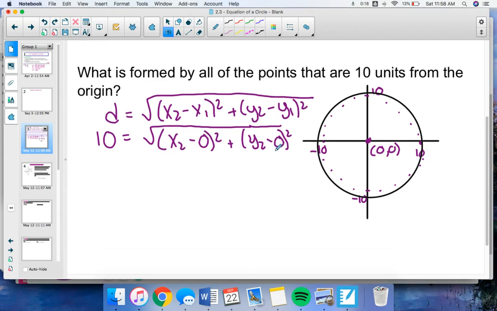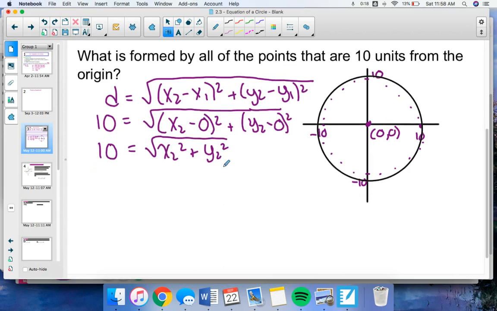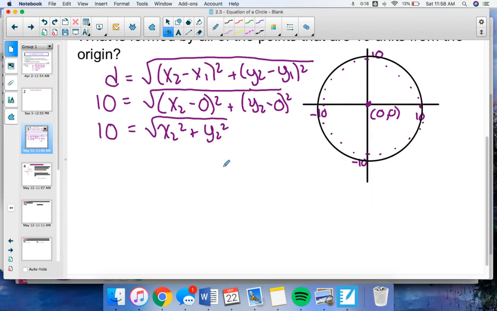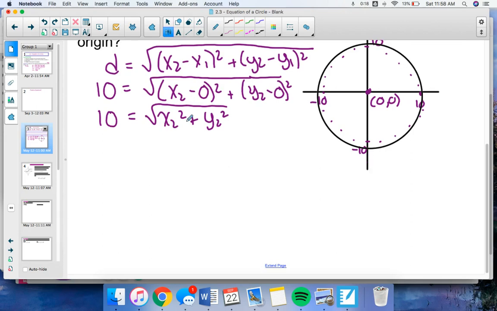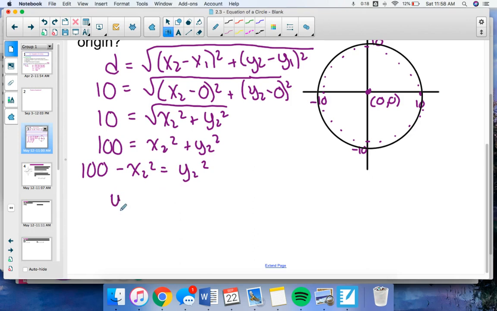Okay, perfect. And we can evaluate this a little bit. Simplify. So I'll have x2 squared plus y2 squared. And our goal is to get either x2 or y2 by itself. I'm going to get y2 by itself. Okay. So we're going to square both sides. So we get 100 equals x2 squared plus y2 squared. And then I'm going to move the x2 squared over. Perfect. And then square root both sides to get y2 by itself.